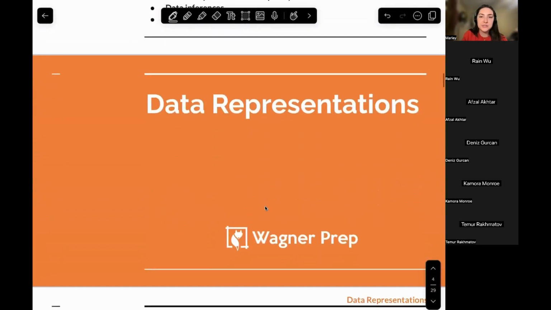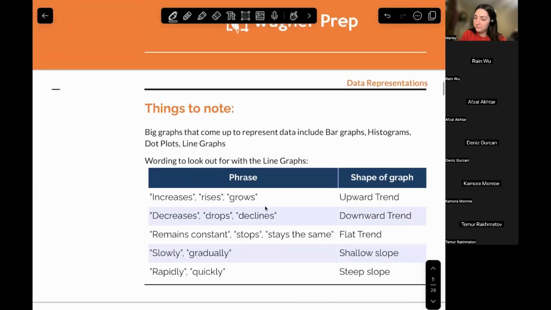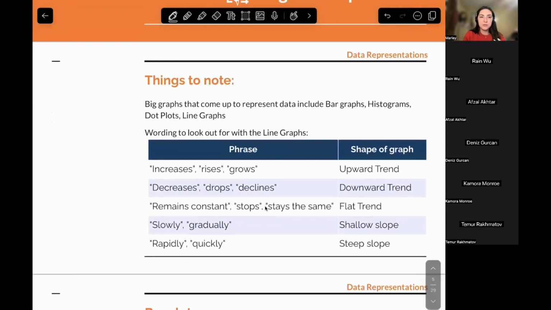So let's get started. Data representations, a very broad term. Basically, we just want to remember that with graphs, the representations are typically talking about bar graphs, histograms, dot plots, line graphs, scatter plots. I think even tables and that kind of stuff. So anyway, data could be represented in many ways.